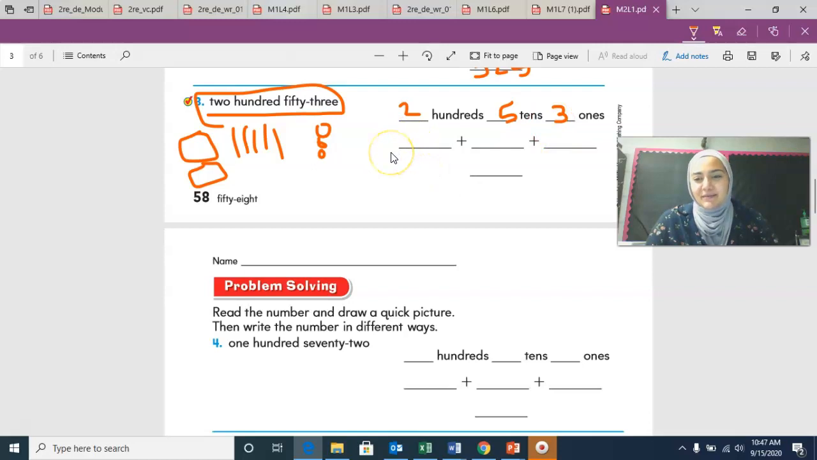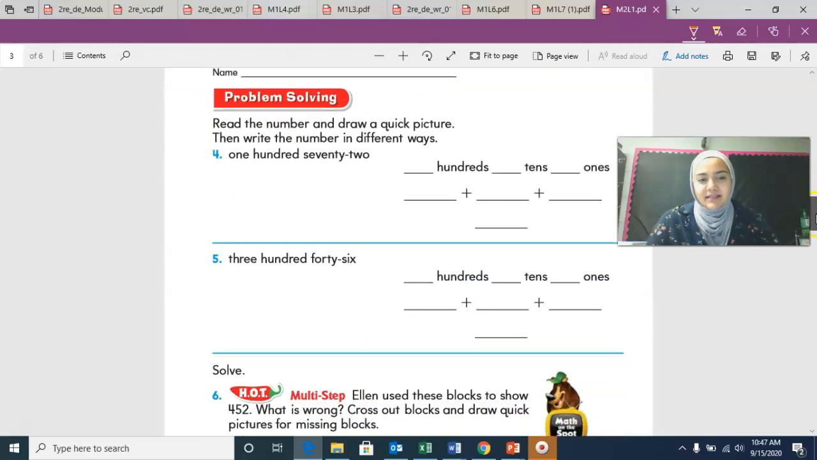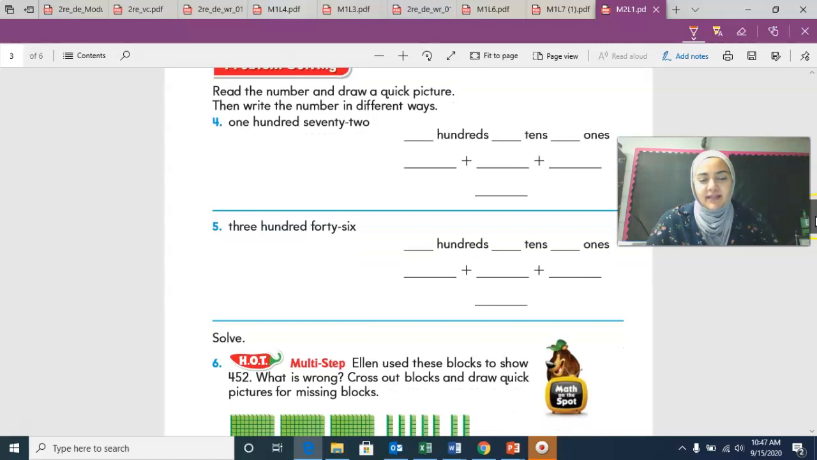When we write that number in expanded form, 200 looks like this. 200 plus 5 tens is the same as 50 plus 3 ones. Looks like that. So when you put it together, it's 253. Awesome. All right, let's keep going. Number 4, read the number and draw a quick picture. Then write the number in different ways.